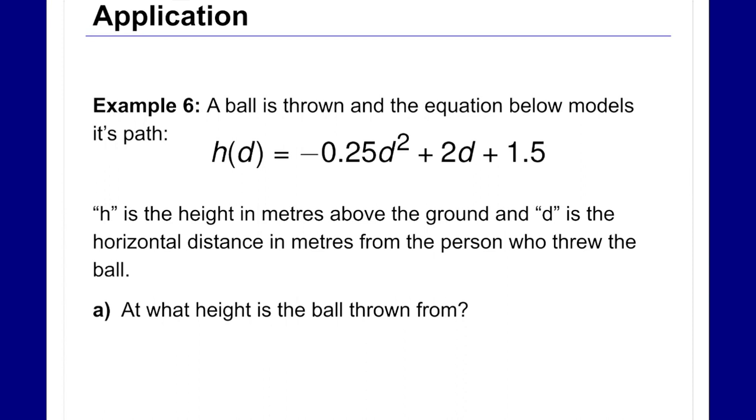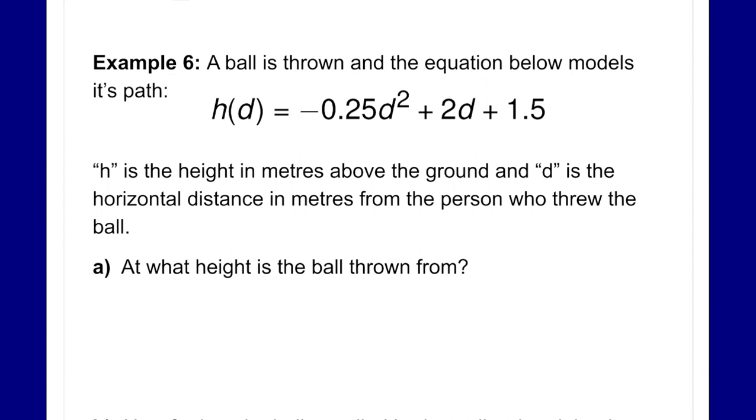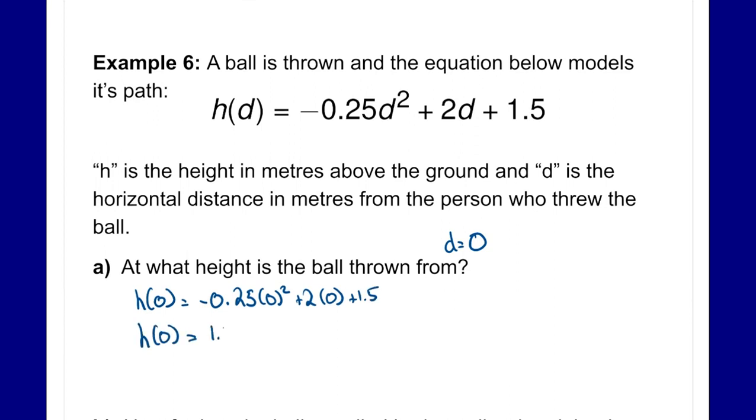For A, we want to know at what height the ball is thrown from. In this case, the height where the ball is thrown from means that there is no horizontal distance. So this is where d equals 0. In other words, this question is saying, well, h(0) is what? What is the height at a horizontal distance of 0? Well, negative 0.25 times 0 squared plus 2 times 0 plus 1.5. h(0) is equal to 1.5.